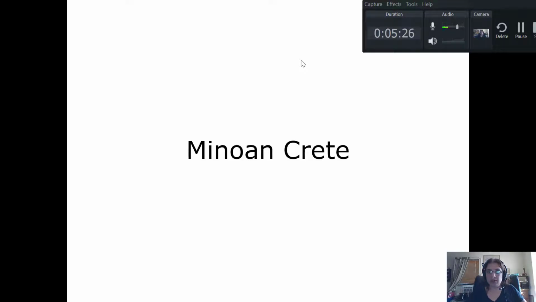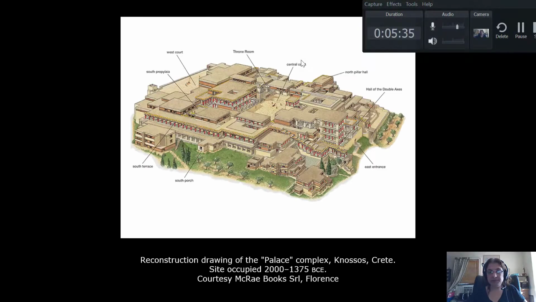Our next culture is the Minoan, and they lived on the island, like I said, of Crete. So the Minoan Crete. They have this palace complex that we have found and discovered, although it is, of course, because of the time period, not in the pristine condition it's being shown here in this reconstruction. This is simply a drawing. So the site was occupied between 2000 and 1375 BCE, and there are a couple of things to point out here.